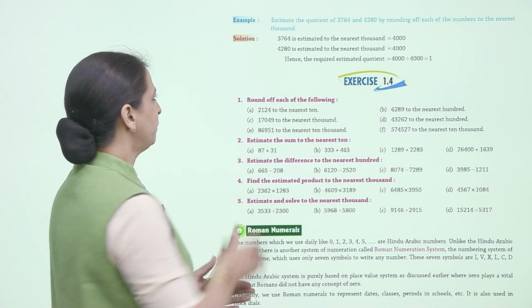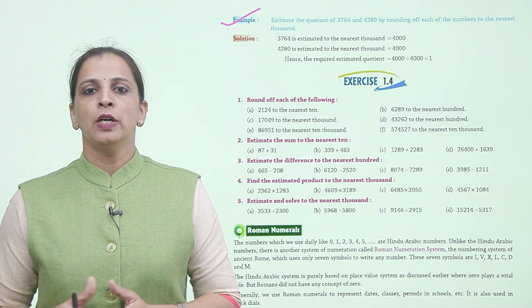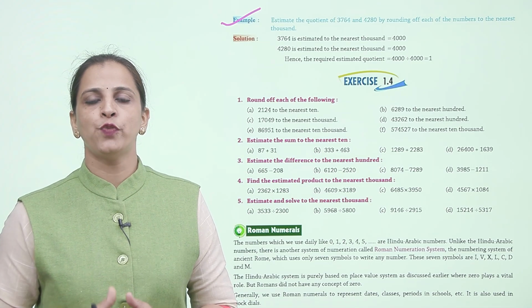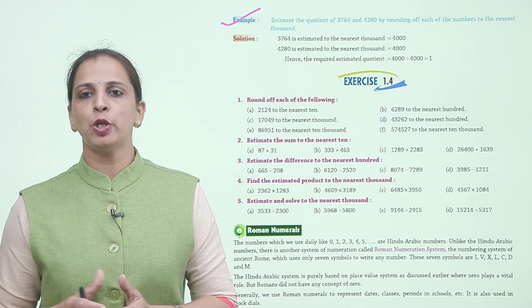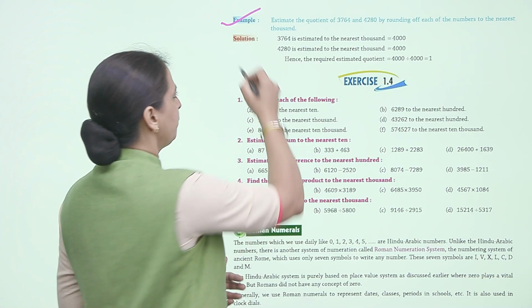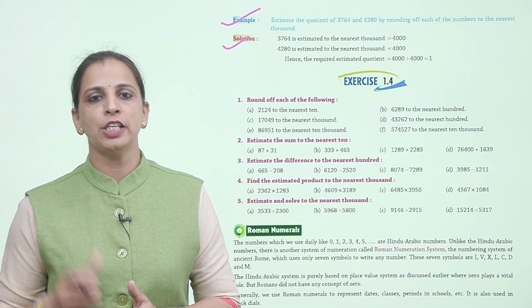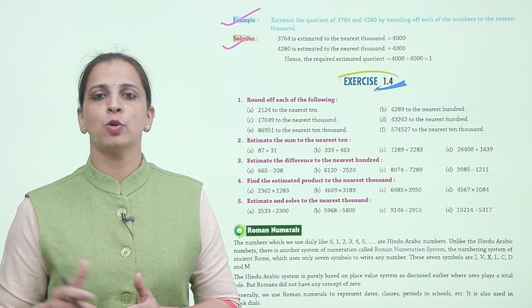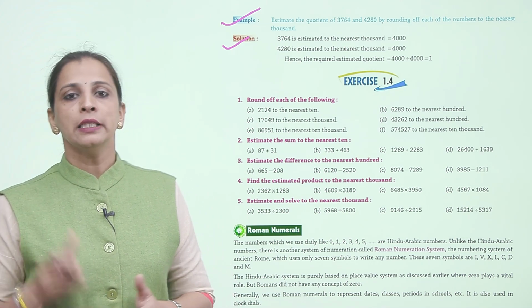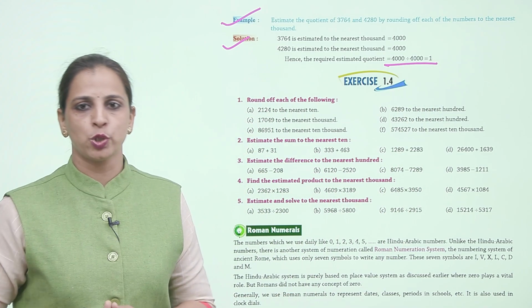Now, next example. Estimate the quotient of 3,764 and 4,280 by rounding off each of the numbers to the nearest 1000. Solution: 3,764 estimated to the nearest 1000 is 4,000. 4,280 estimated to the nearest 1000 is 4,000. Hence, the required estimated quotient is 4,000 divided by 4,000, which equals 1.